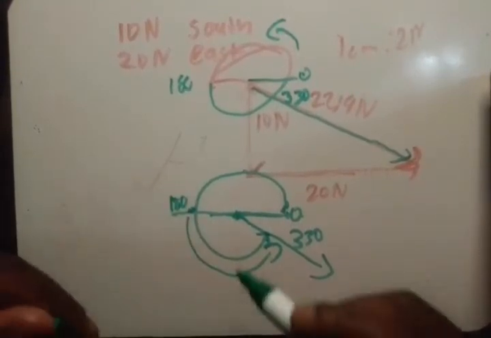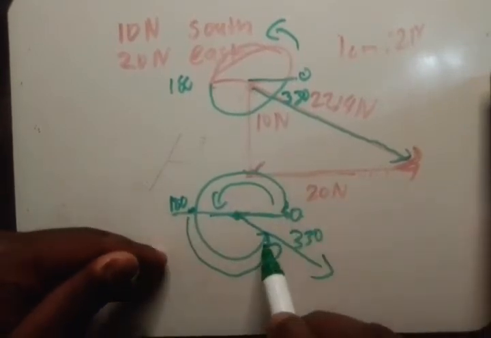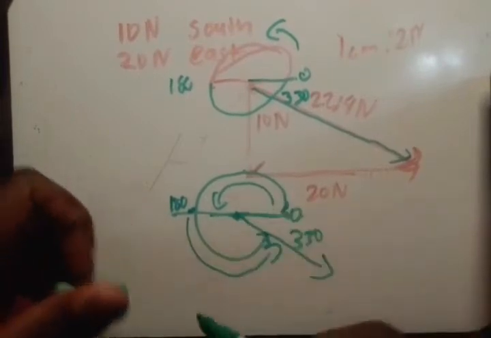So I hope you get this part, because we have passed 180 already. So when you turn the protractor upside down, when we measure it, the answer we get, we have to plus 180.